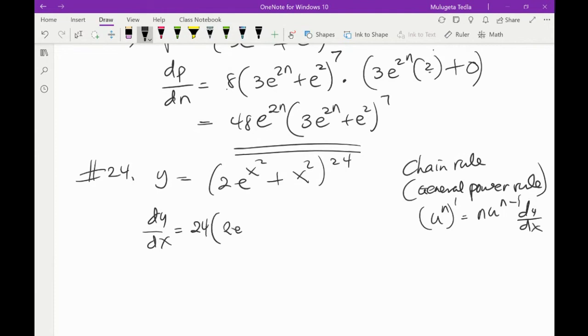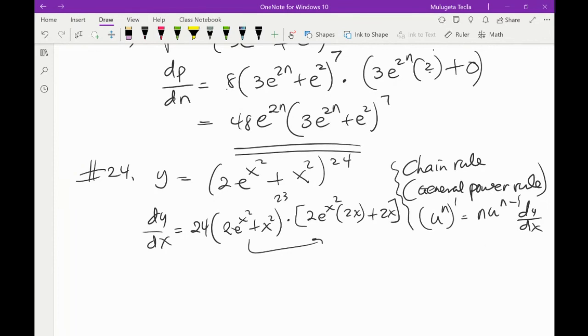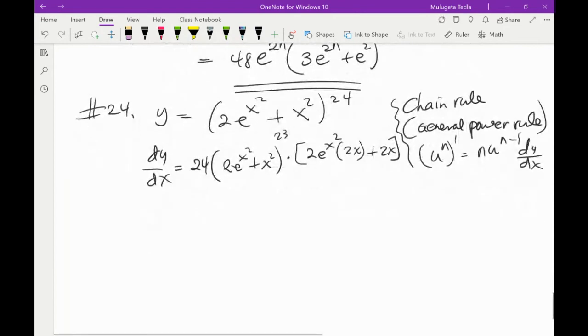24, write the base and subtract 1, times the derivative of the base. The derivative of the base is the sum of two functions, and the first one is exponential, it's itself, times the derivative of the exponent, plus 2x as another factor. So here I could just write 24, 2e^(x^2) plus x squared.